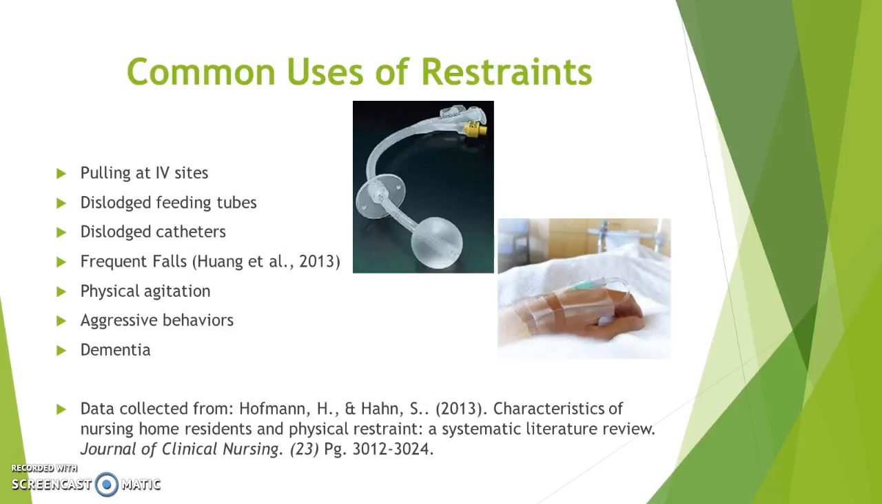There are a lot of common uses for the restraints. Patients may have IVs and they're trying to pull out the tubing. They may have feeding tubes, catheters, and they're trying to pull those out. In that case, an abdominal binder or even mitts would be an appropriate restraint. Your patients may be at high fall risk or have frequent falls, so they may have a seatbelt on their wheelchair. The next three, physical agitation, aggressive behaviors, and dementia, would all be used with chemical restraints.